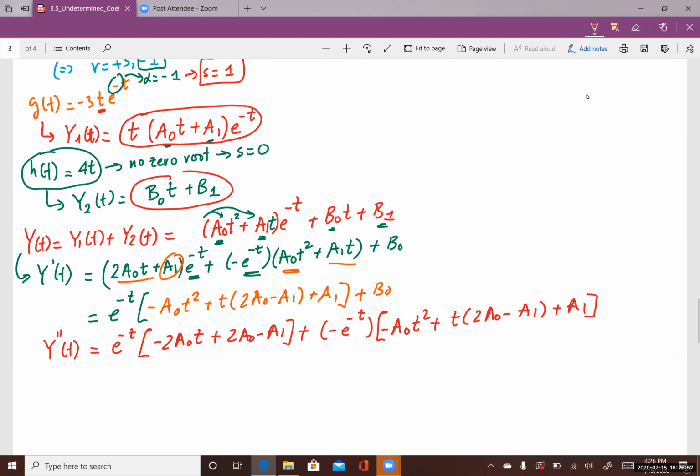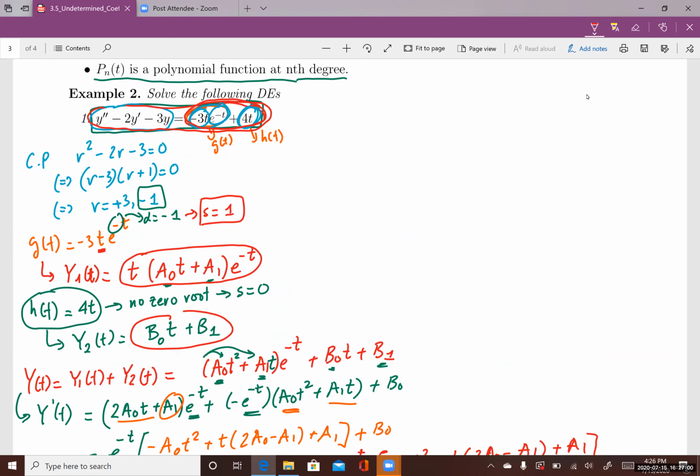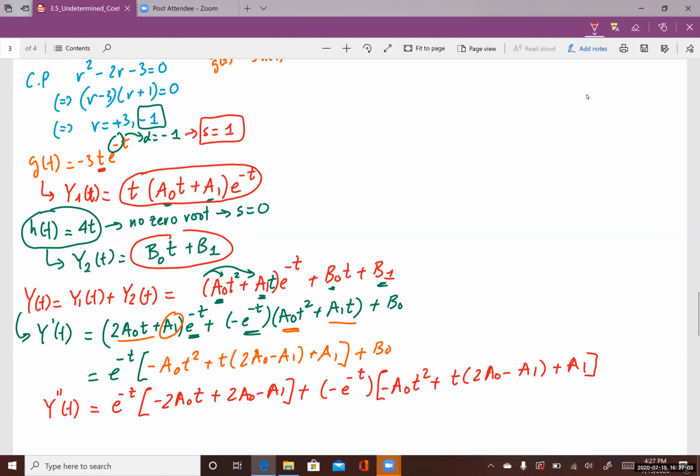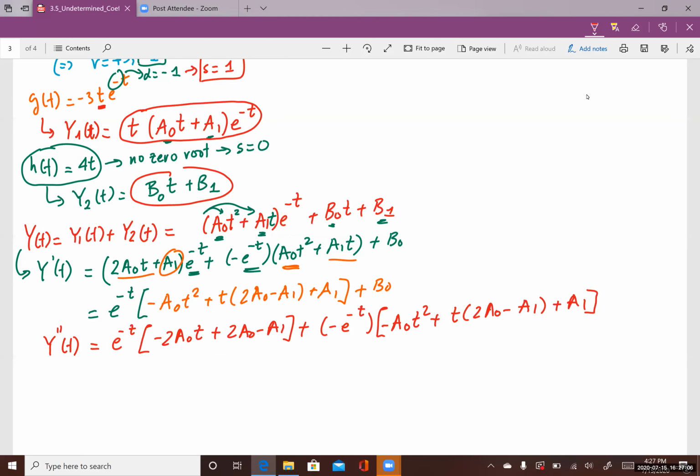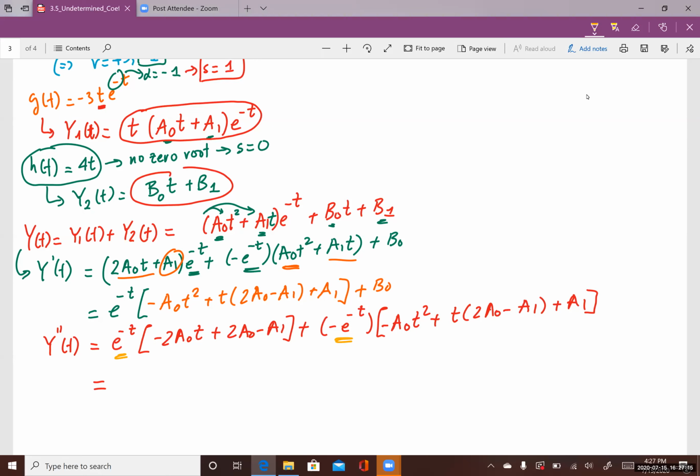So now I need to replace y prime and y double prime into this original equation to determine the other undetermined coefficients. Before I do that, again, I want to simplify this y double prime first. So again, e to the negative t is a common factor, okay? So now I'm going to collect t squared. There's only one term with t squared. I have negative a0, so it's positive a0 t squared, okay?